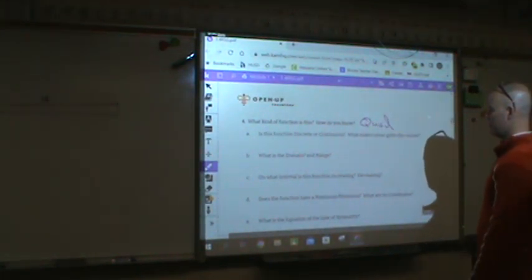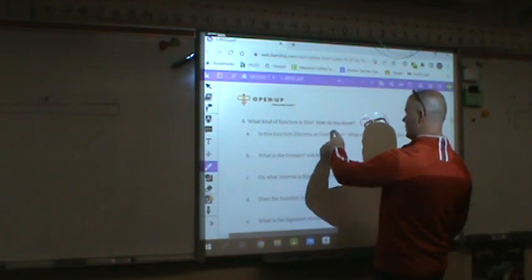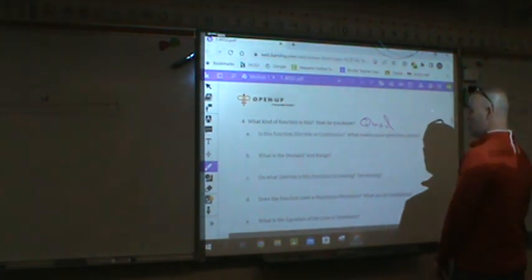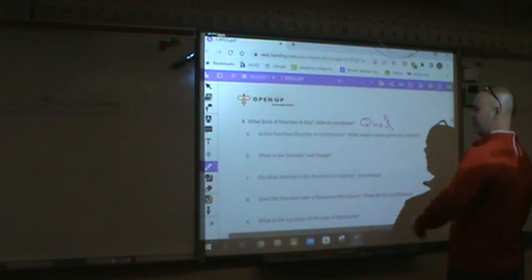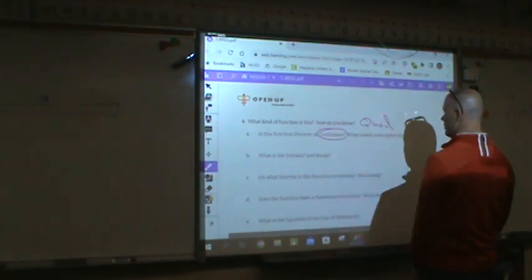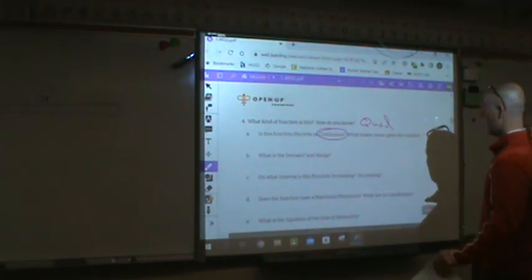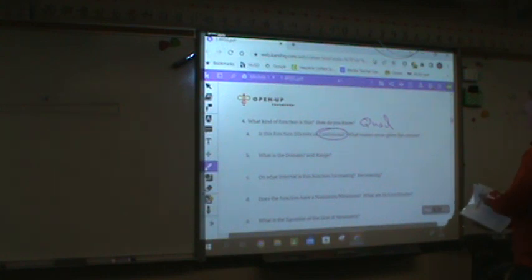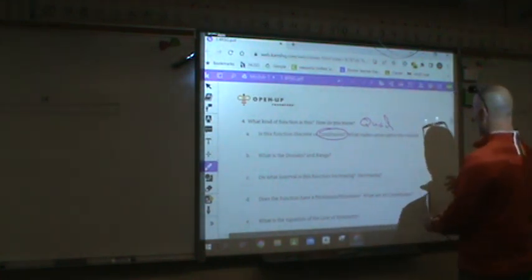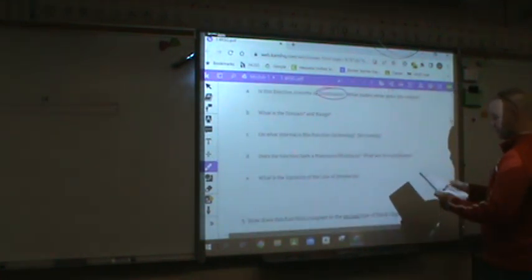Is the function discrete or continuous? Remember, what's the difference between discrete and continuous? Could we go in half-foot increments? We could, so I would say that it's continuous. What makes sense given the context? Well, we're using feet. Feet can be done in inches and so on. What is the domain and what is the range?